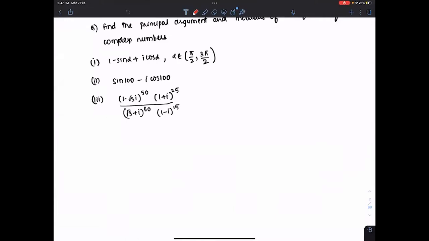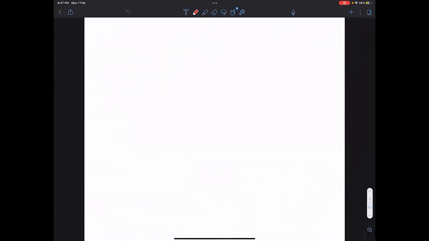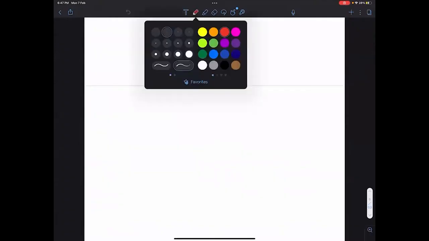So coming to the discussion, just a brief intro. If we are talking about complex numbers, here we are talking about complex numbers.